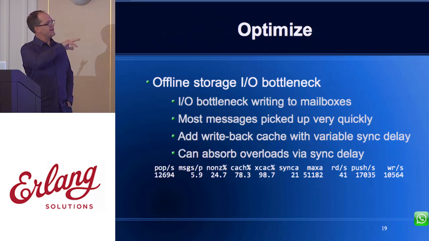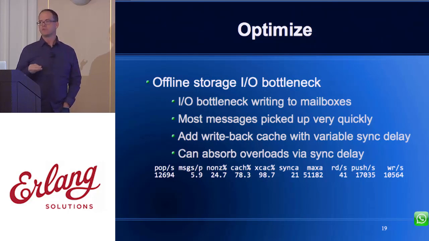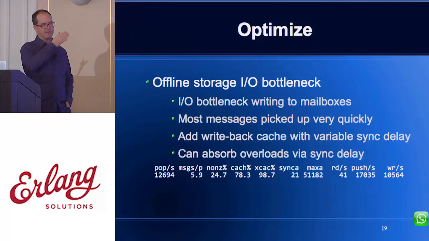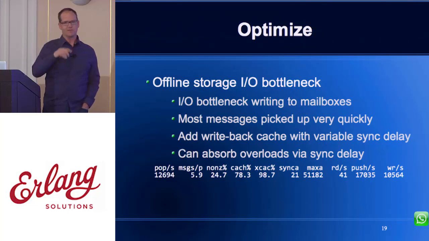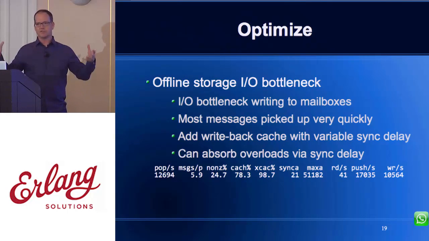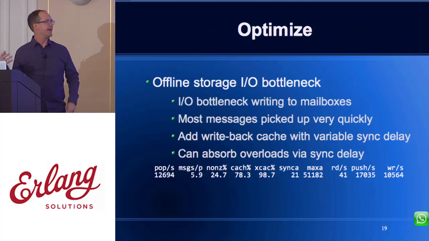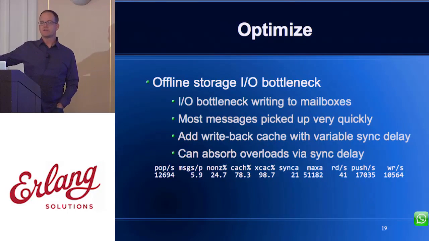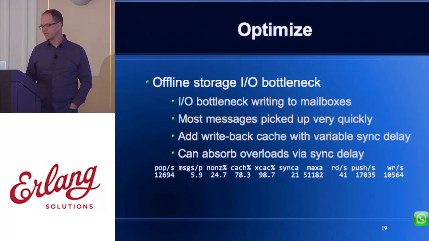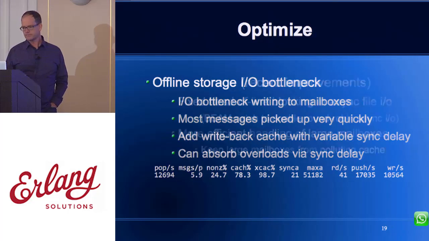Just to the right, the sync age, so we usually run with about a 20-second sync age. That's the delay between when it gets put in the cache and when it gets flushed to the file system. And then the max age, the next one, 51,000 seconds. So the oldest message in the cache at that point is the better part of a day old. That one's been long since flushed to disk, but it's in the cache, so we don't actually have to touch the disk to pull it back out.